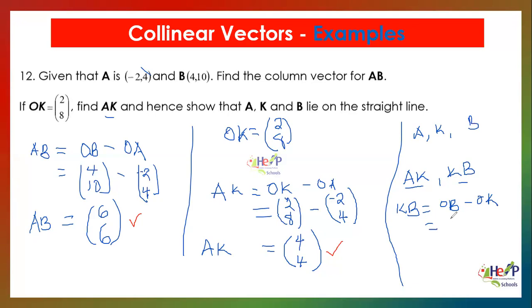And our OB is 4, 10, like that. Take away our OK. Mariam, hope you don't write there. OK, which is 2, 8. And when you subtract, KB becomes 4 minus that, which is 2, and this one minus that is 2. Like that. It's negative 2? Where is negative 2?